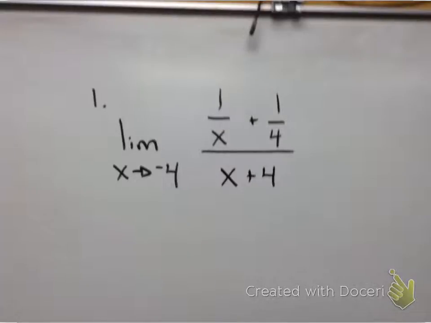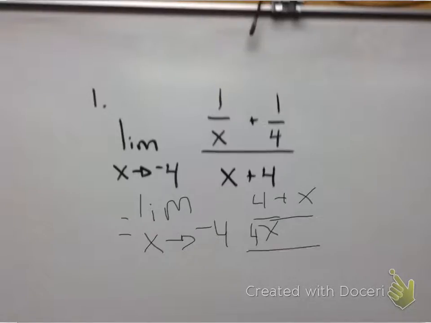I am still going to have the limit, so we still want to write limit as x approaches -4, but I'm going to change the fraction. I'm going to get a common denominator for my numerator, which would be 4x. So if I multiply the first fraction by 4, I'll have 4 over 4x, and the other one I would multiply by x, and so I would have x over 4x. So if I put it together I get that, and then my denominator is going to still be x plus 4. So I've got that limit.